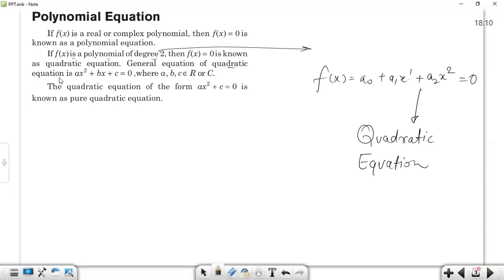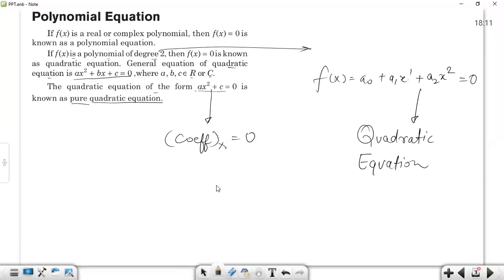The general form of the quadratic equation is given like this, in these terms instead of using a0, a1, a2, where a, b, c are real or complex numbers. The quadratic equation of the form ax square plus c, where the coefficient of x is 0, is known as a pure quadratic equation. Clear about what a quadratic equation is, and what a pure quadratic equation is?